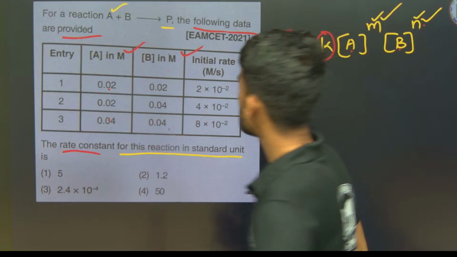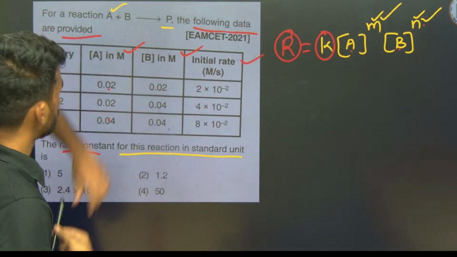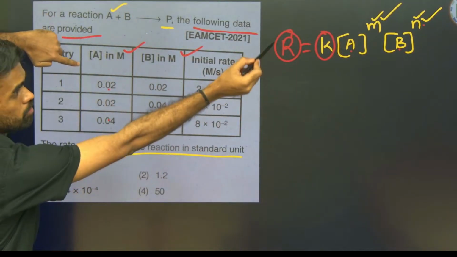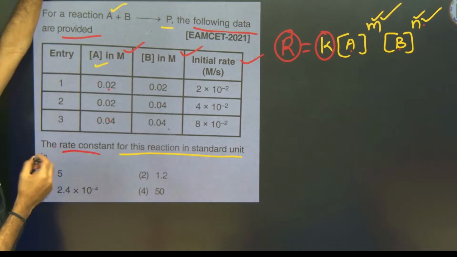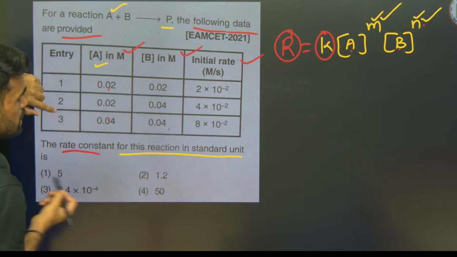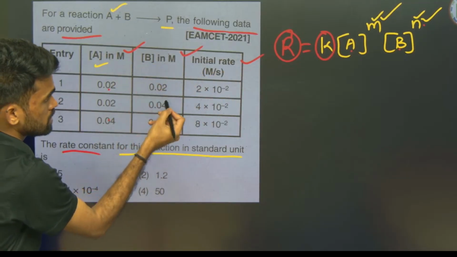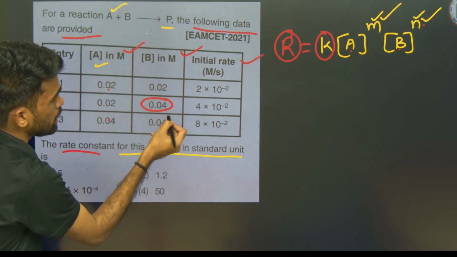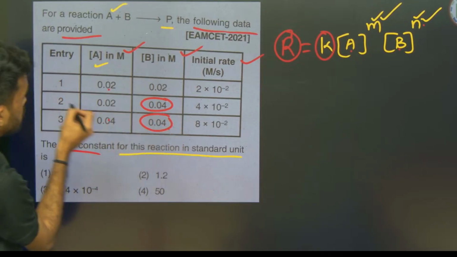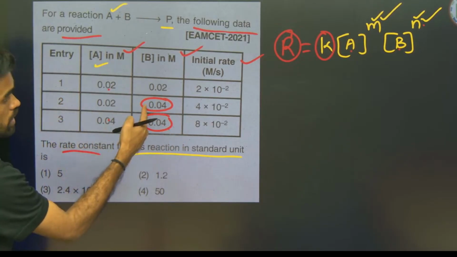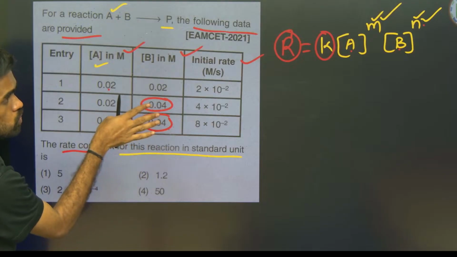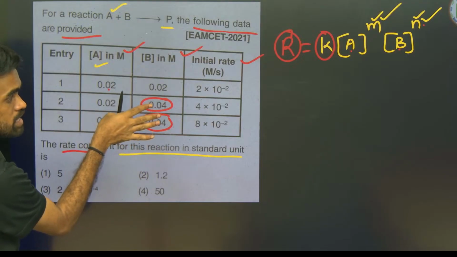So look at here, how can we calculate this m and n? I want to calculate m, that is the order of A. How can we calculate it? See here. While doing this, look at the data. See, the concentration of B is constant in 2-3 readings. So here it is constant. It means there is no change in the concentration of B in this case.